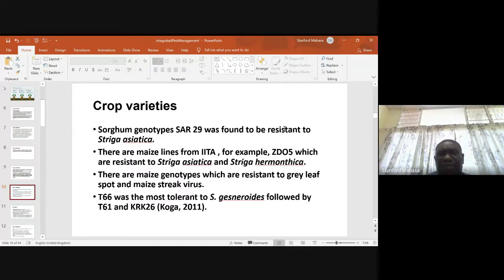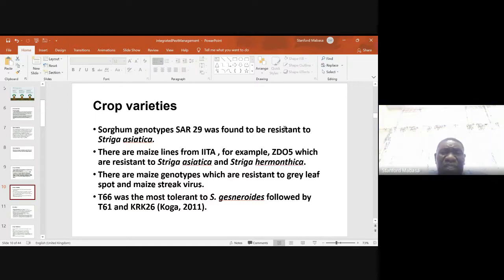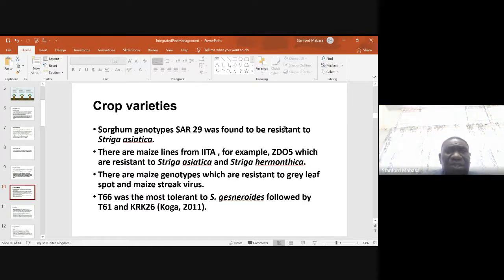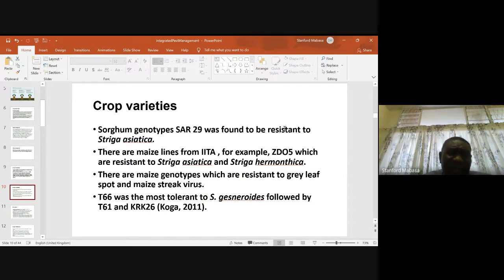There are maize lines from IITA, for example ZD05, which are resistant to Striga asiatica and Striga hermonthica. This ZD05 has actually been used to develop some maize hybrids with tolerance or resistance to Striga species. There are also maize genotypes which are resistant to grey leaf spot and the maize streak virus. Some of these varieties are now being grown in Zimbabwe.